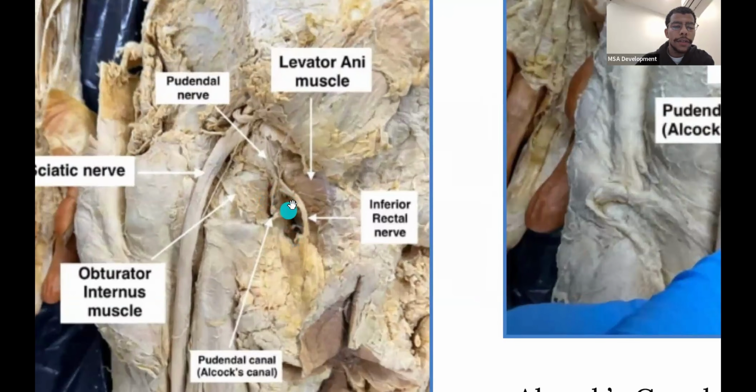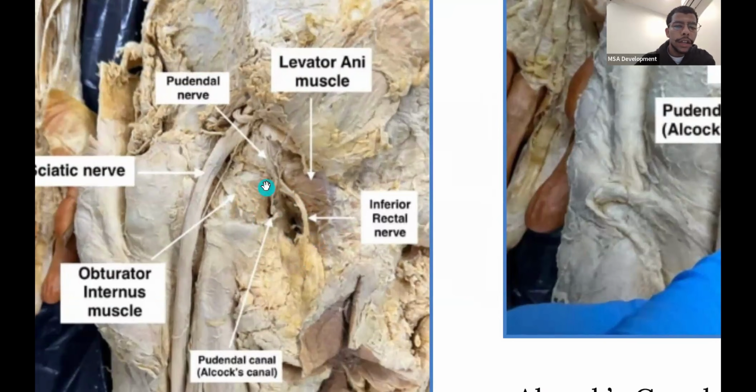Now this is the ischio-anal fossa. Why is it called ischio-anal fossa? Because here we have the ischium to the side, and then here we have the anus or the rectum. So here between them, ischio-anal fossa. Fossa is basically like an opening.